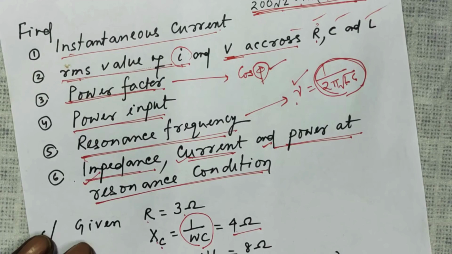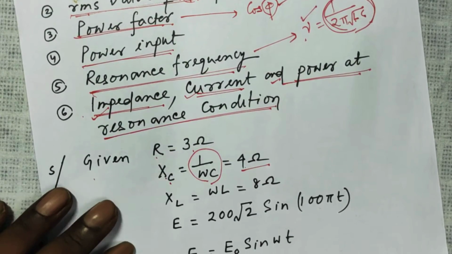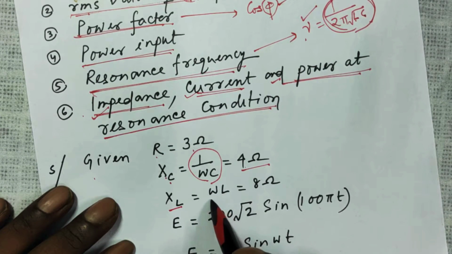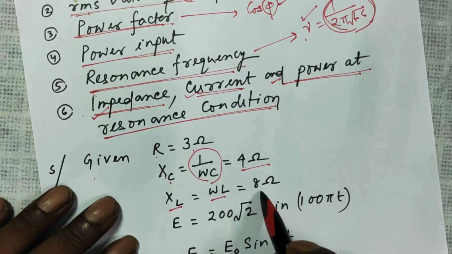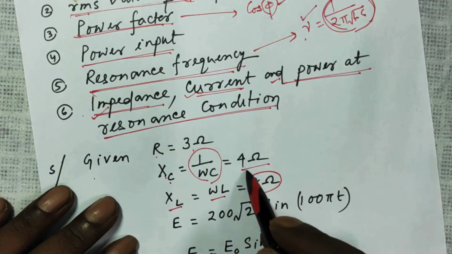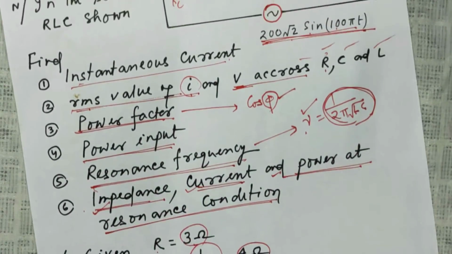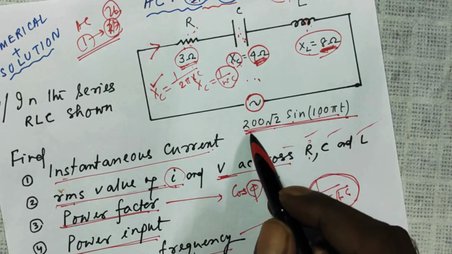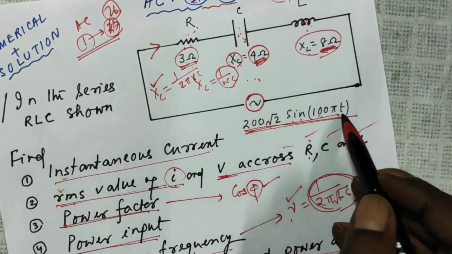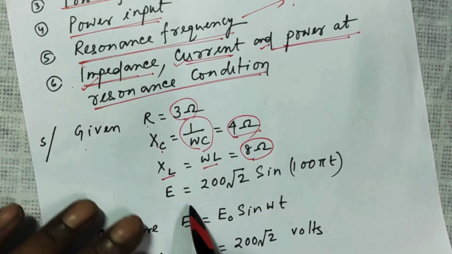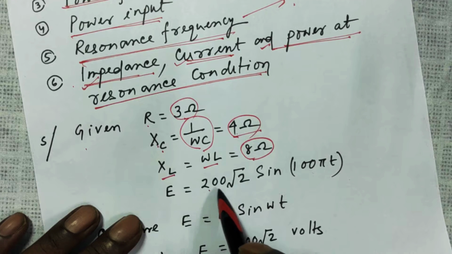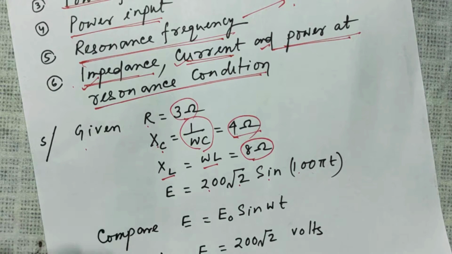The symbol for inductive reactance was XL, and that was derived in theory lessons as omega L, that is given as 8 ohm. This is 4 ohm, this is 3 ohm given, right? And what else is given? This is the source of EMF, 200 root 2 sine 100 pi t. The EMF is given as 200 root 2 sine 100 pi t.